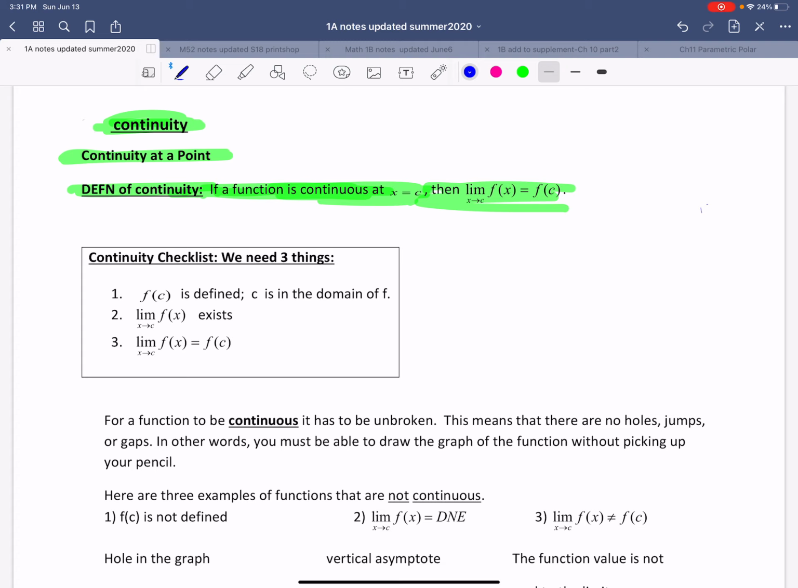So, the continuity checklist: there are three things we need for continuity. The first one is that f of c is defined. That means c is in the domain of f. Second, the limit as x approaches c of f of x exists. And the third thing is that the limit and the value of the function at the point c are equal.